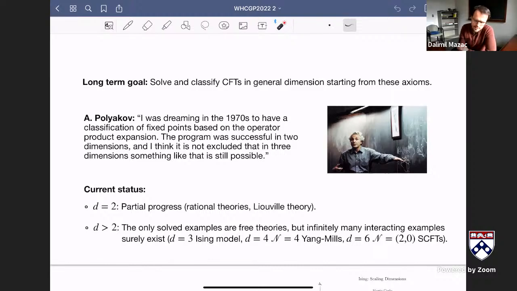There, the only solved examples are free theories, but surely infinitely many interacting examples exist. We just don't know how to solve them. Examples are the 3D Ising model, the 4-dimensional N=4 super Yang-Mills, or the (2,0) SCFTs in 6 dimensions.